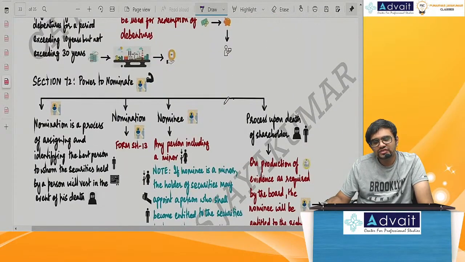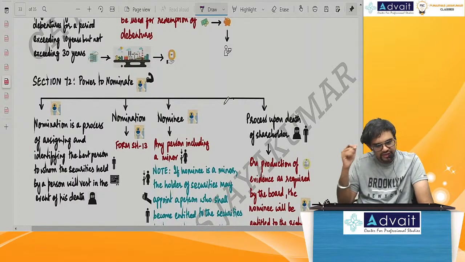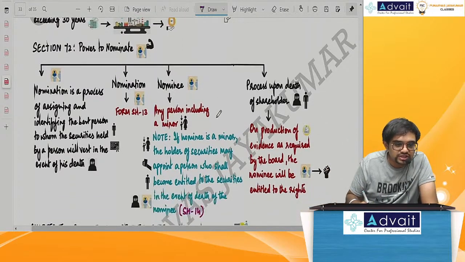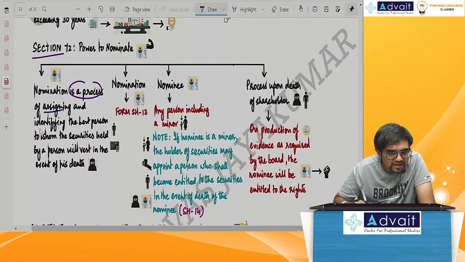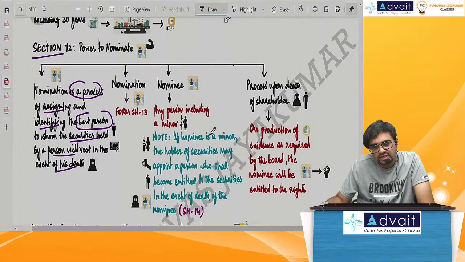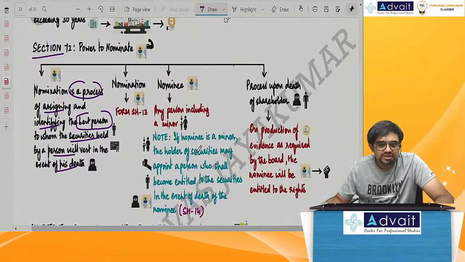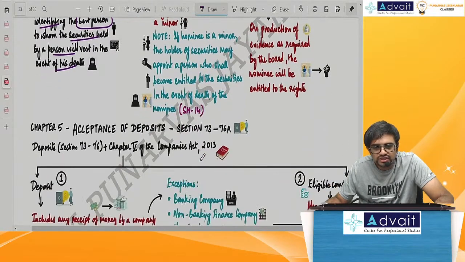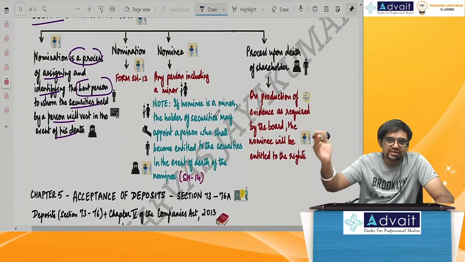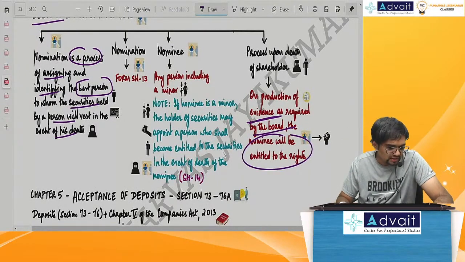Now you tell me, if I have shares and if I die, can I give the shares to somebody else? Yes. I need to nominate. The nomination power is given in section 72, power to nominate. Nomination is a process of identifying the person to whom the securities will vest in the event of his death. Nomination will be in form SH13. Any person, including a minor, can be a nominee, no problem. I have to follow SH13 and SH14. Then upon the death, after producing valid evidence, the nominee will be entitled to the rights.